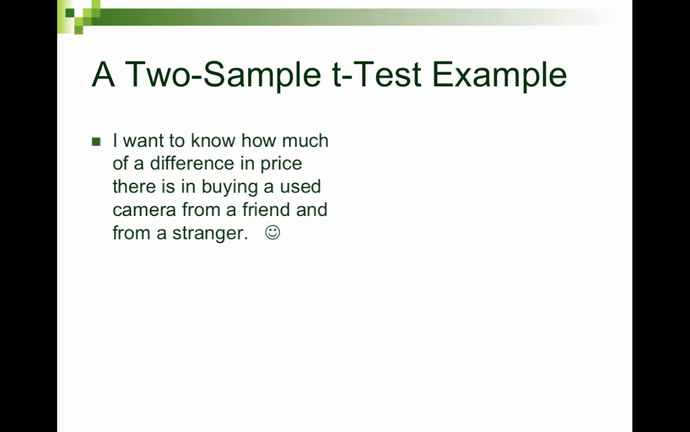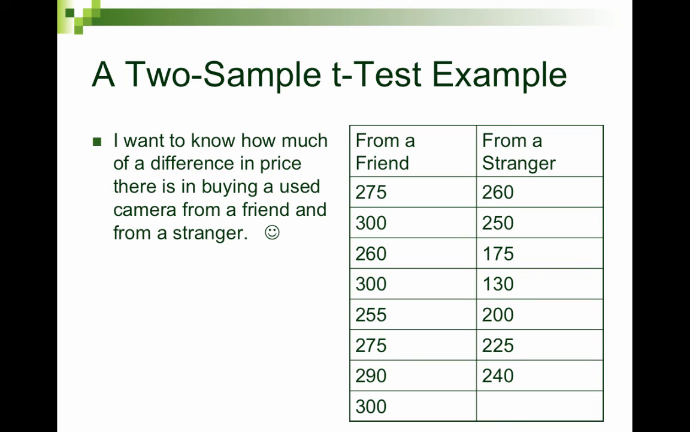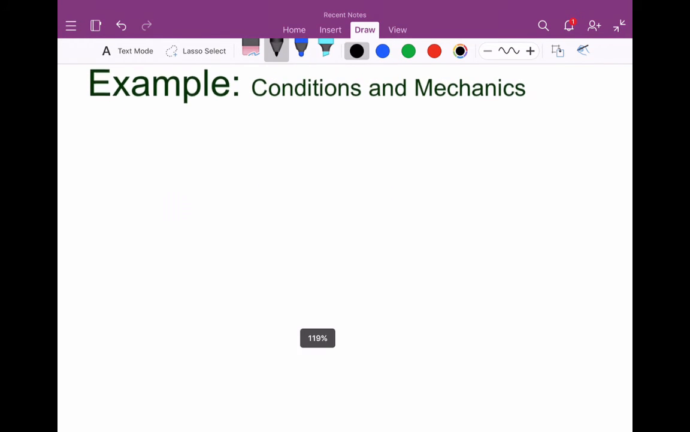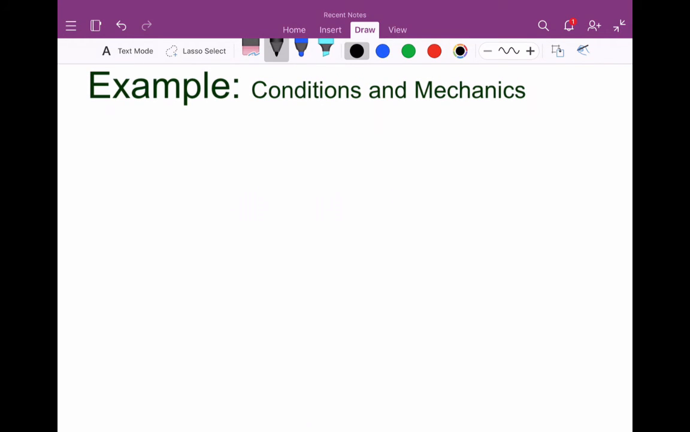All right, looking at a last example, I want to know how much of a difference in price there is in buying a used camera from a friend and from a stranger. I found this data where from a friend, people are paying that much money for a used camera, and they're paying that much money from a stranger to buy their used camera. So for this last example, we're going to go ahead and assume that the conditions have been met again.